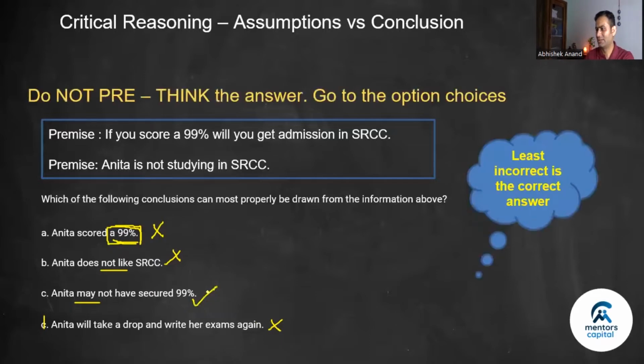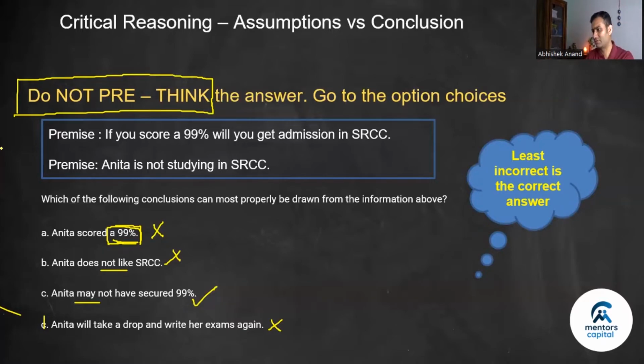And fundamentally, the least incorrect is the correct answer. In conclusion questions, do not pre-think, come to the choices directly. Every choice will be making a claim. Look at the claim, right? The least incorrect one is the correct answer. The important thing is, do not pre-think. Directly come to the choices. In assumption questions, I have asked you to pre-think and only then go to the option choices.